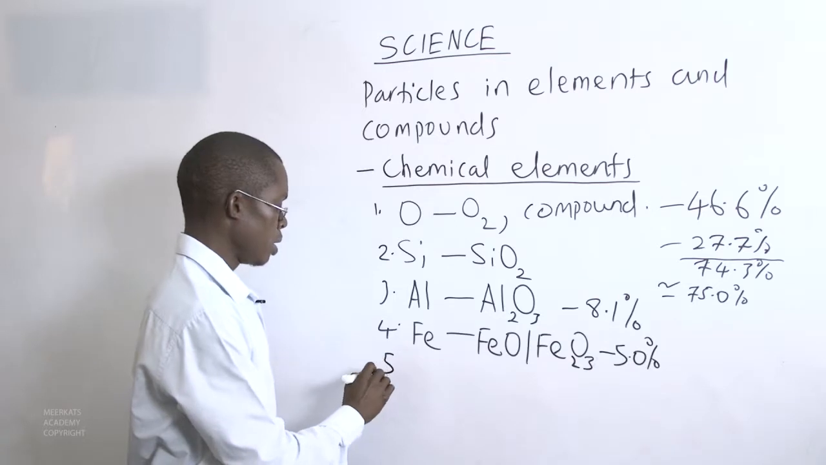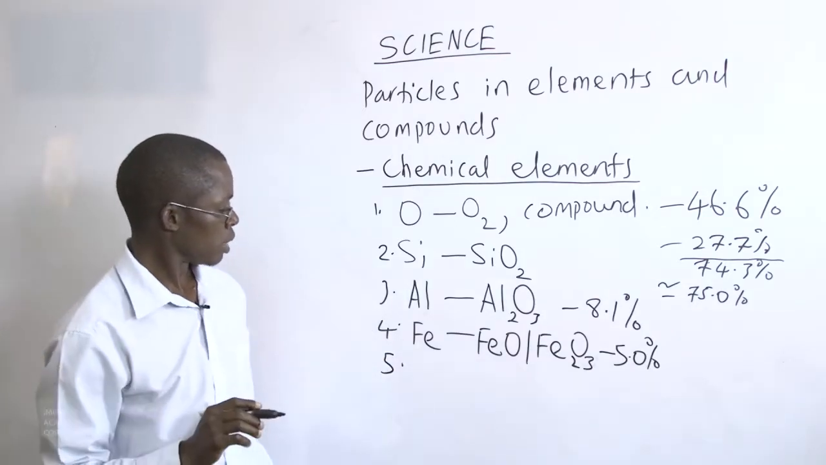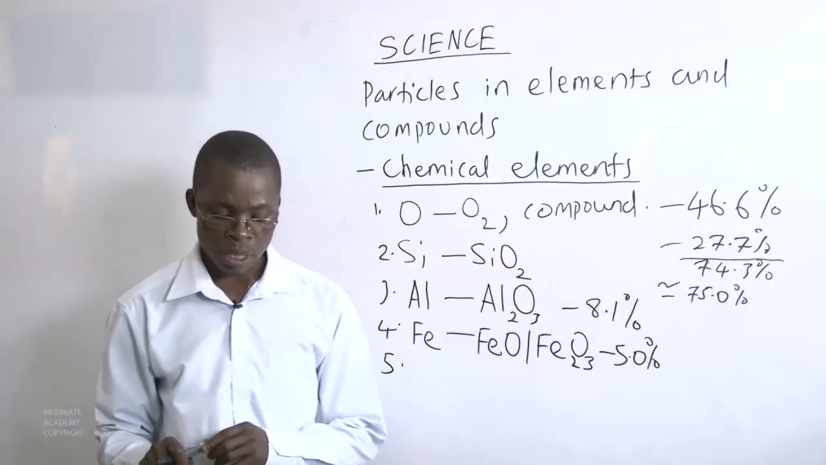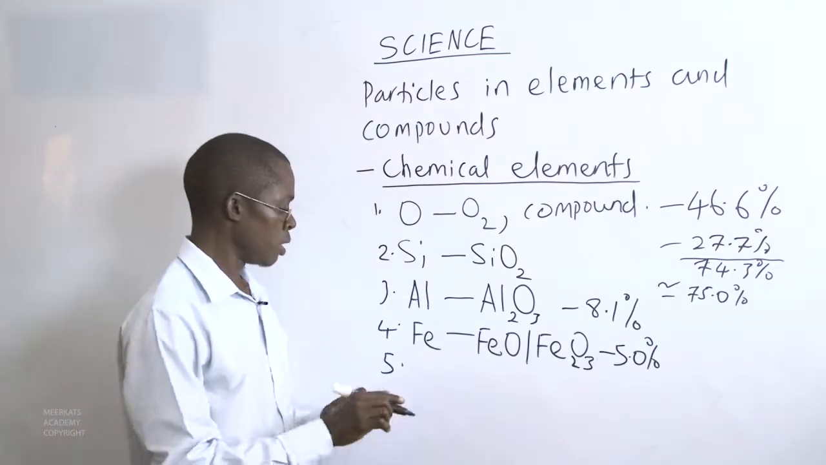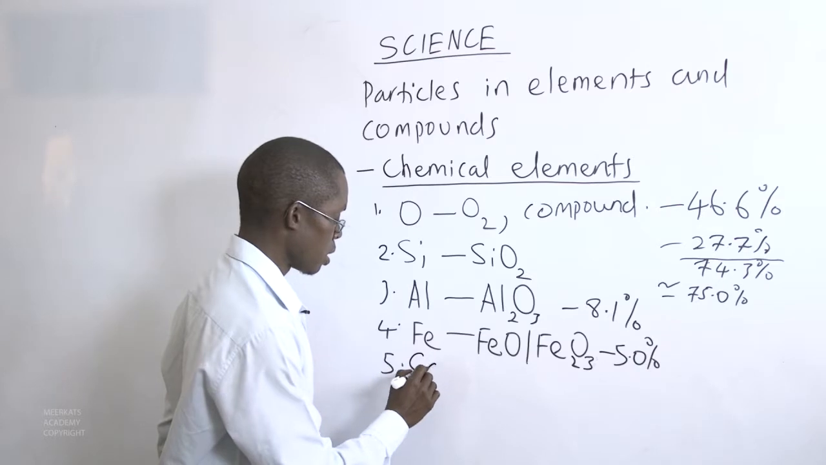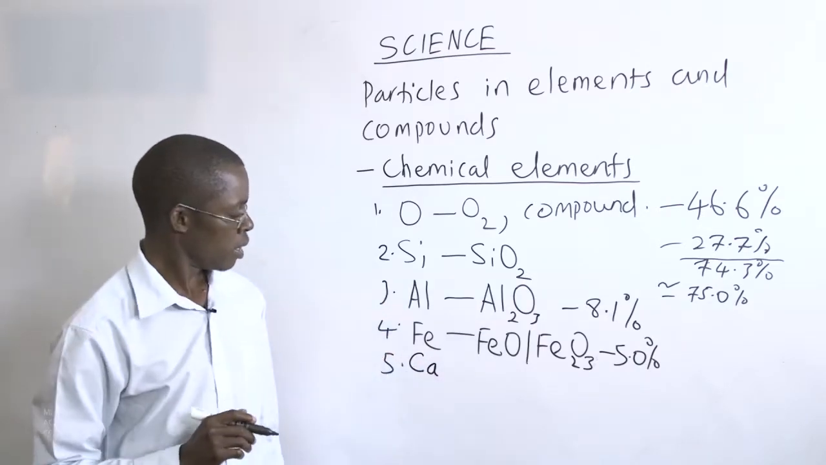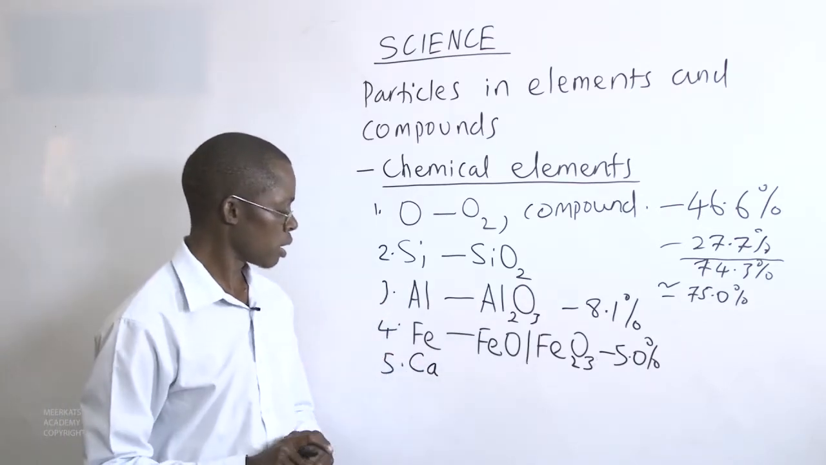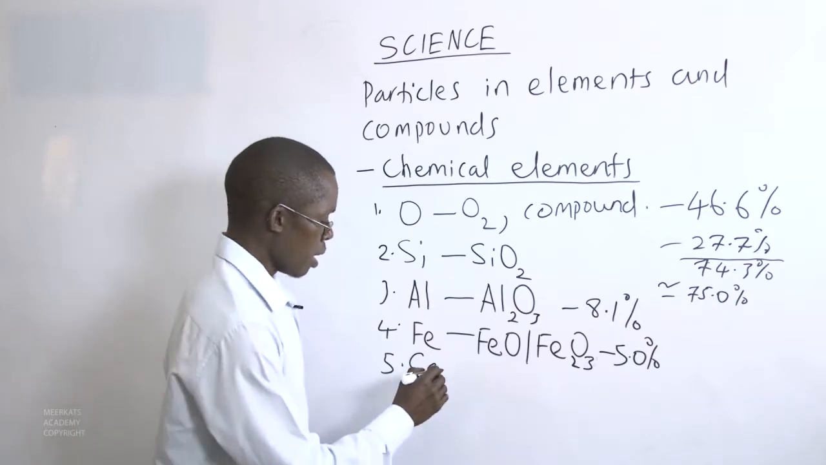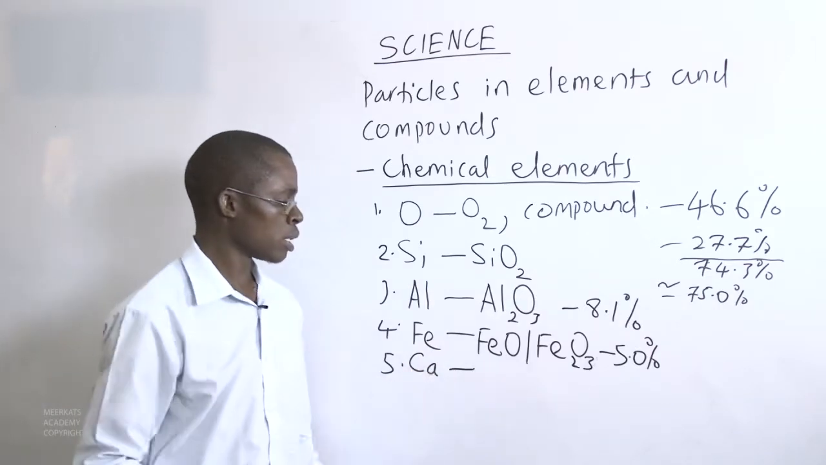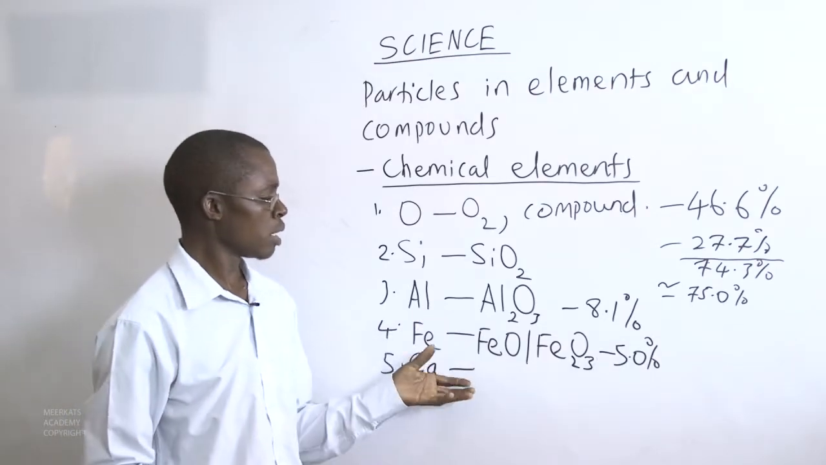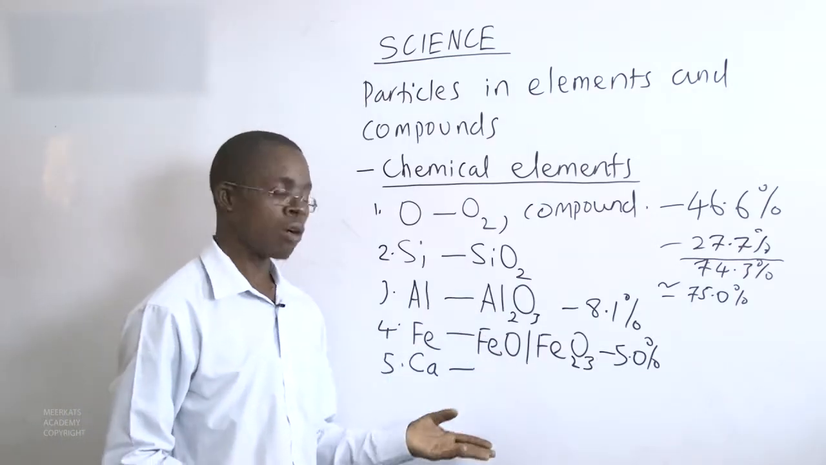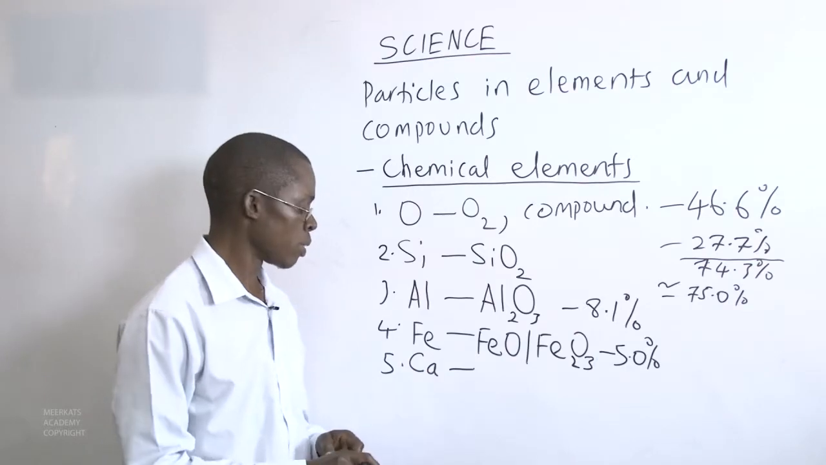The fifth element, which is the third for metals, is calcium. Calcium as an element is written as Ca. Remember, A must be smaller in size than C. And it also exists in a compound form. It does not mean that they all exist as oxides. They can exist in different ways.